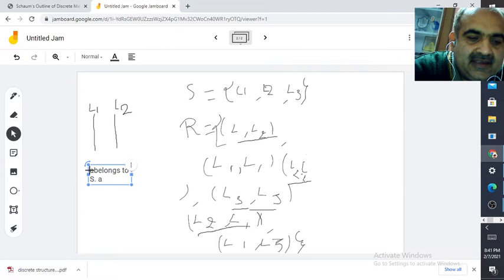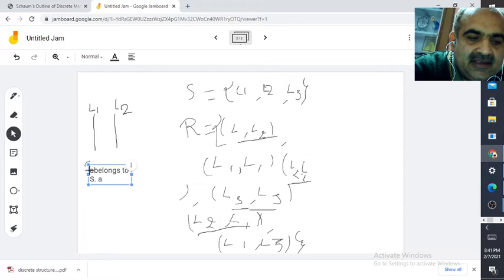It means that for all the elements, the ordered pair (A, A) exists. There are three elements here, L1, L2, L3. The ordered pairs (L1, L1), (L2, L2) and (L3, L3) exist. Now see, this is reflexive, we have covered it.